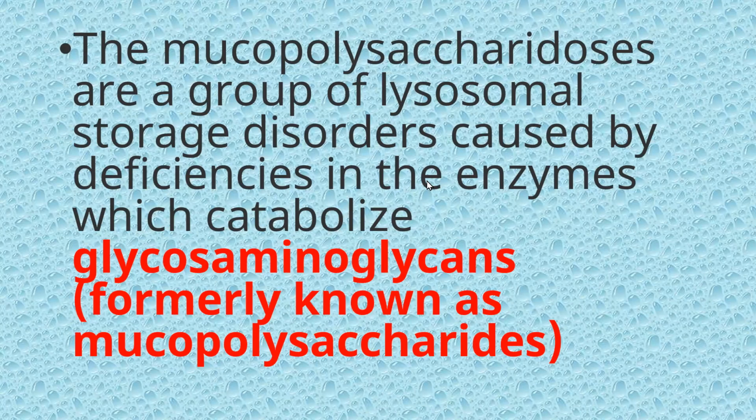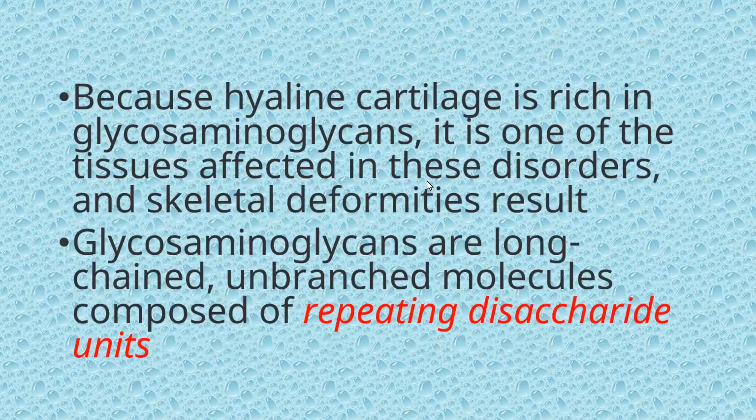We no longer say that the deposition material is mucopolysaccharides. It's a glycosaminoglycan, which is deposited. Because hyaline cartilage is rich in glycosaminoglycans, it is one of the tissues affected in these disorders, and skeletal deformities result.